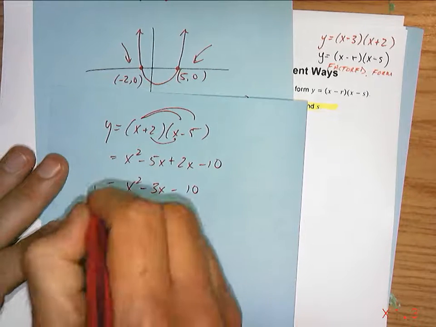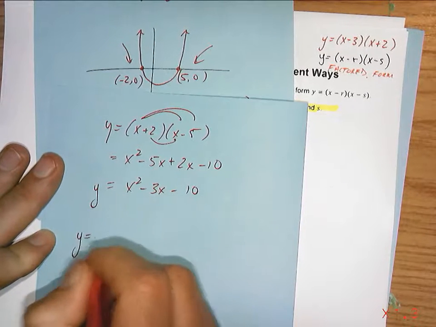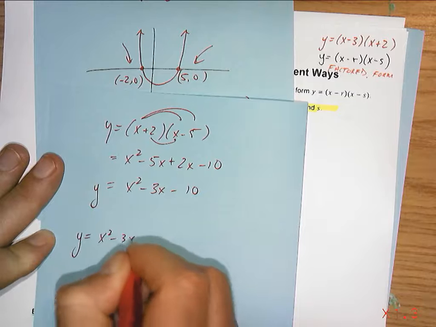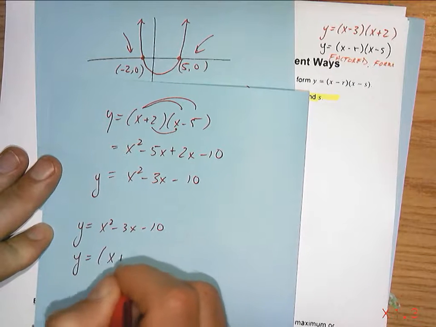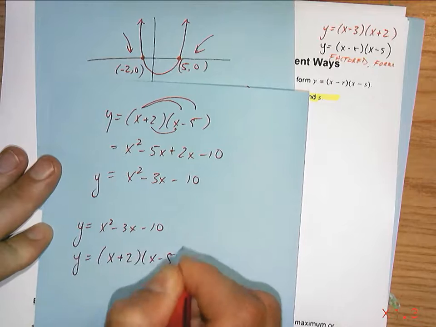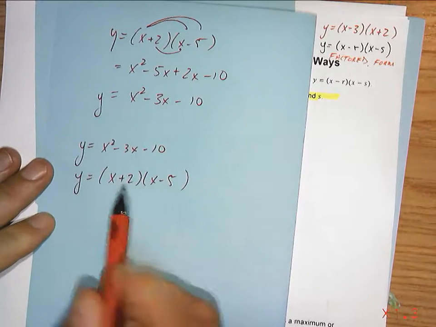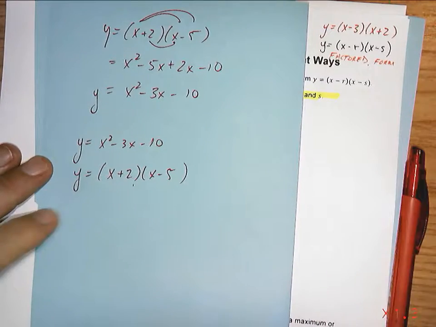So what we have here is a quadratic that is written in standard form. The same quadratic can be written in factored form. This is the same parabola.